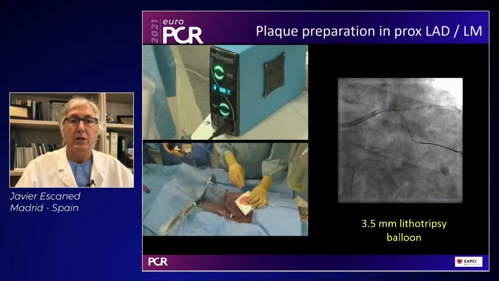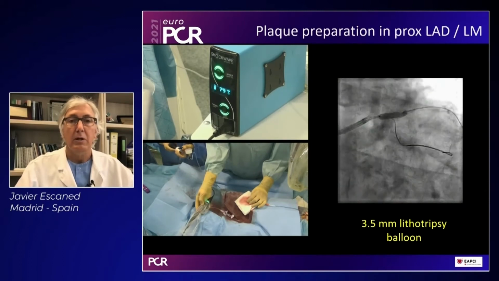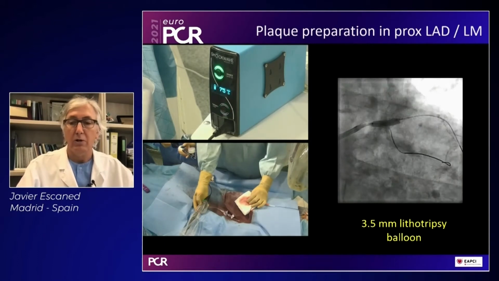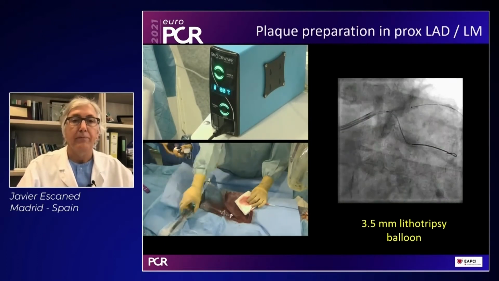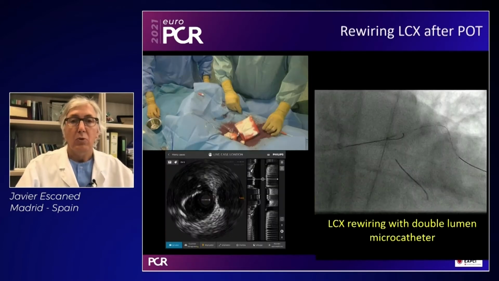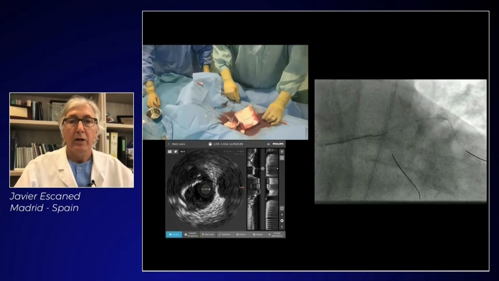For that reason, we decided to perform plaque preparation using lithotripsy, which you can see here, again sizing the balloon on the grounds of the intravascular imaging. The preparation was very good. We could see that the lithotripsy balloon was opening properly. So from that perspective, we directly implanted a stent.